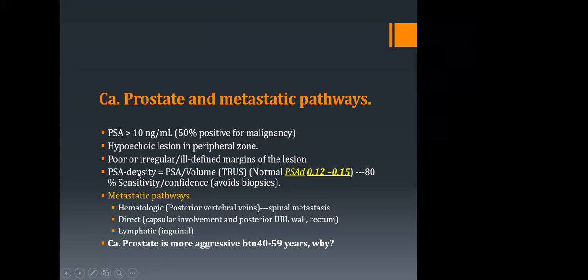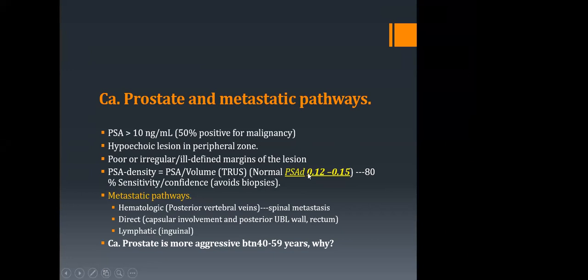Now, what is the PSA density? You take the value of the PSA. This is done in the laboratory. Take the value of the PSA. You divide it by the volume of the prostate. But that volume only and specifically must be by transrectal ultrasound. So the value of the PSA divided by the volume of the prostate.